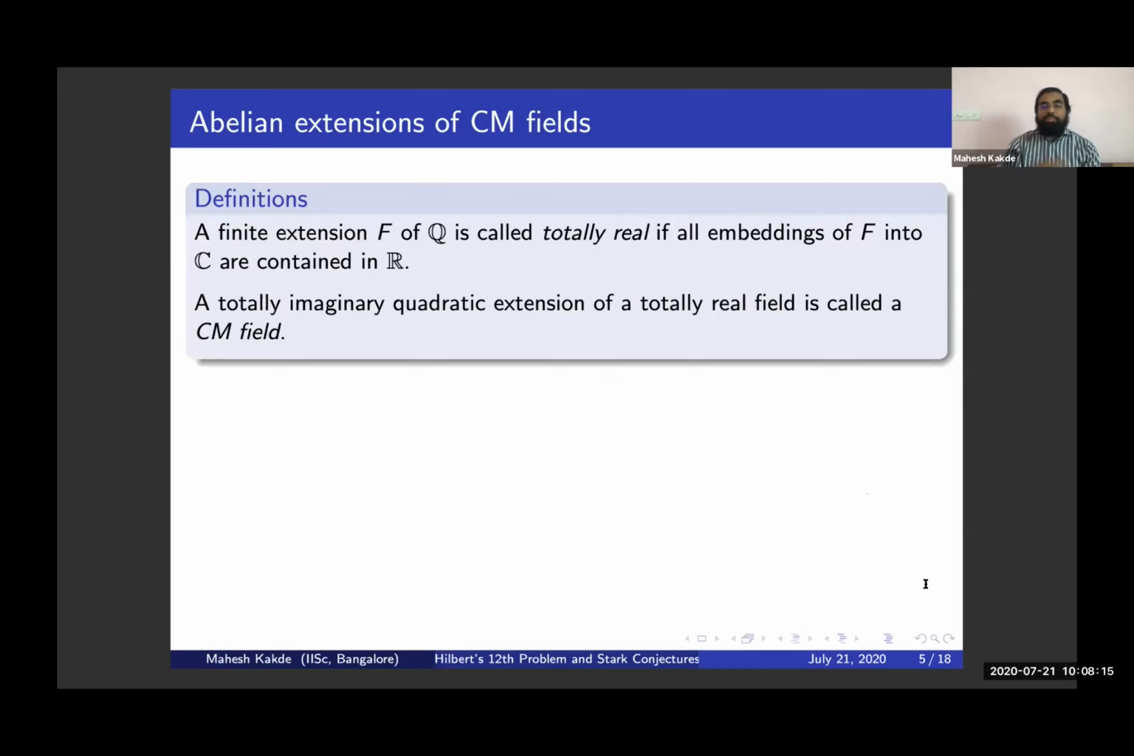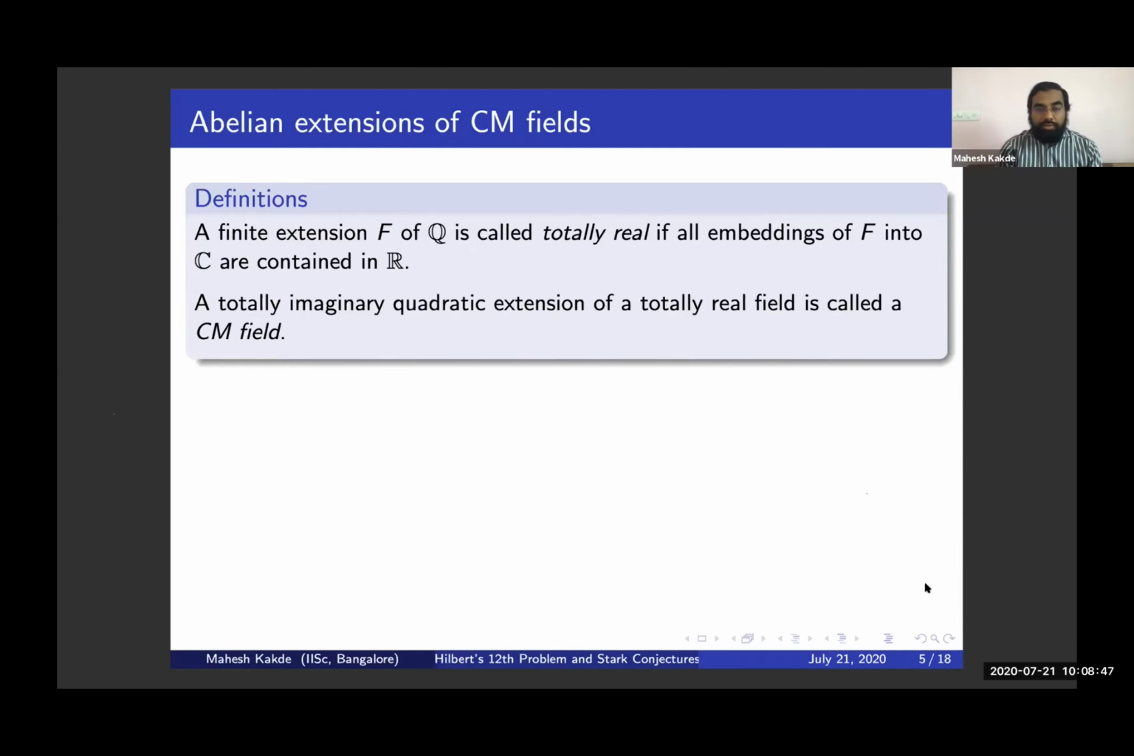So there's a partial result in this direction from the second half of the 20th century, 1950s, 1960s. So let me recall that. F is called a totally real field if all its embeddings into C are actually contained in R. So for instance, a real quadratic field, which you get by joining the square root of a positive square free integer.